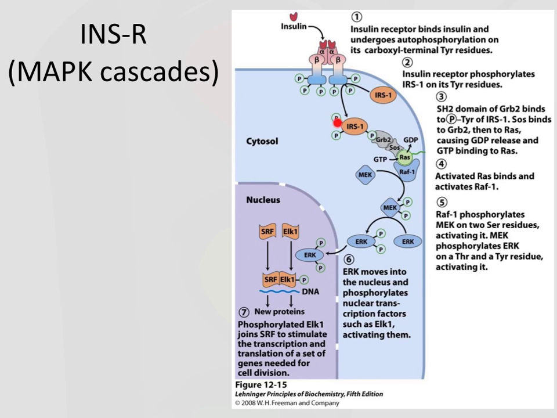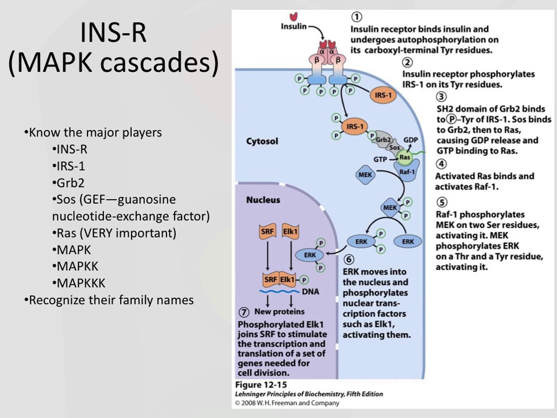INSR. This is IRS. This is the good IRS. But bifurcation occurs right at this point. You can go over to the PIP3 cascade, and I'll show what that looks like in a moment. Let me just go to this next one because it tells you the major players I want you to know.